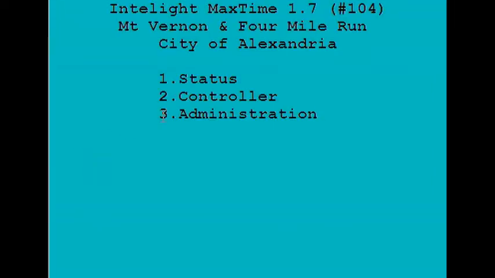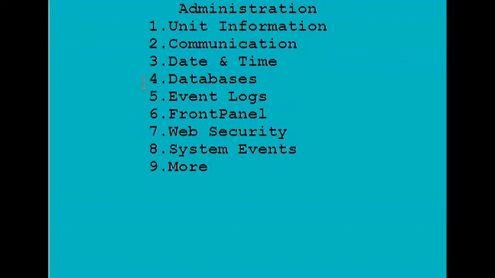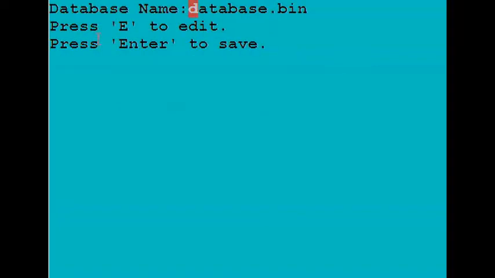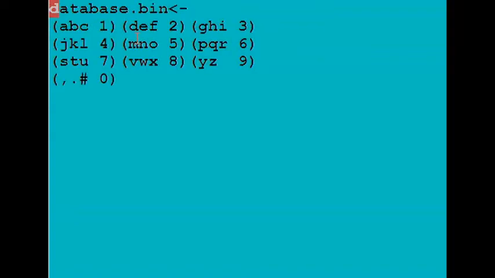The first real step I do is save the data to a database, a flat file. Take the running timings. I go to 3 for administration, 4 for databases, and 1 for save. Now I could just leave the default database.ben and hit the enter key, or I can change the name by hitting E to edit. And I'm simply going to go in here and put my first name in, just to make it something different.